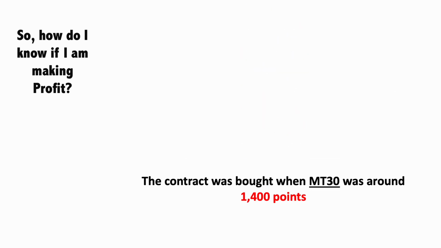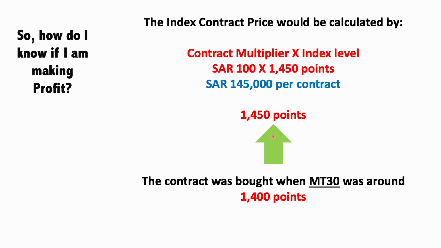So the question here comes is, how much profit do I make when I have bought the contract? So when you bought the contract, the MT30 index level was 1400 points, meaning that the contract cost you 140,000. You paid up 14,000, 10% of the contract value. Now the index has moved from 1400 points to 1450 points. This is where the question comes. A difference of 50 points has happened.